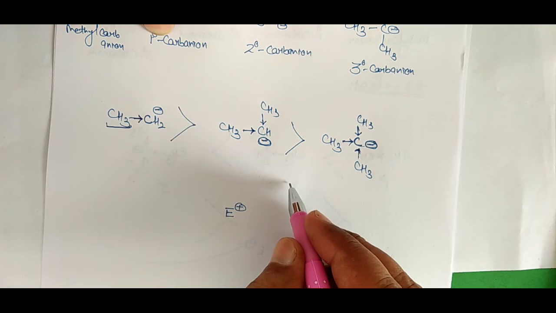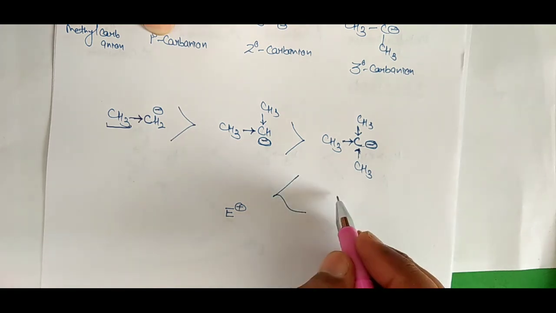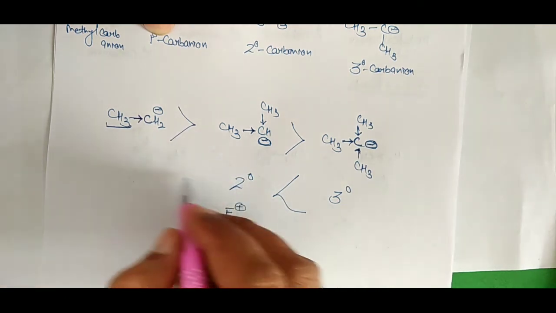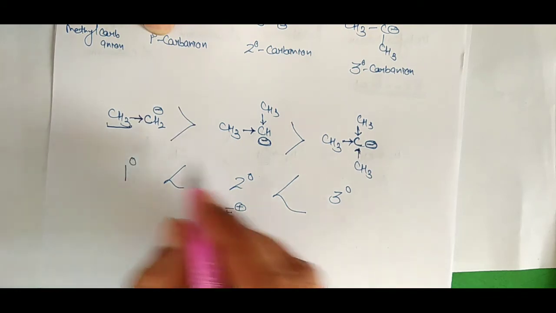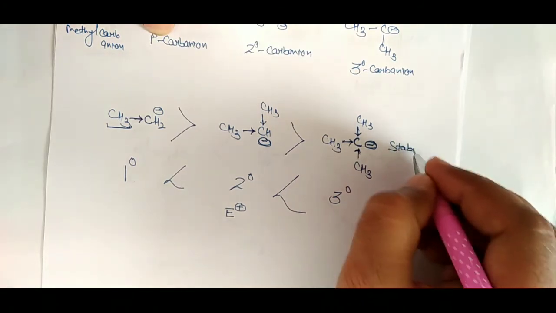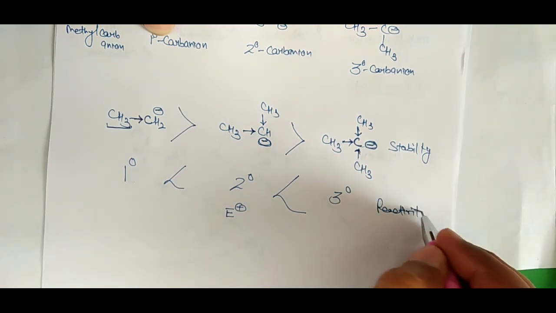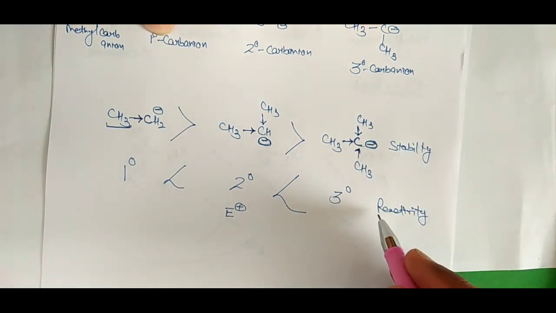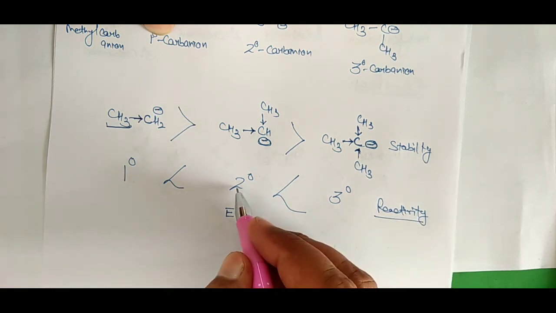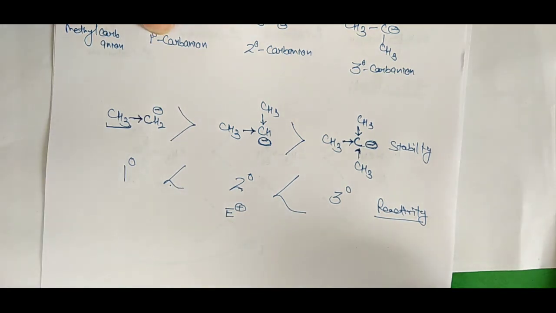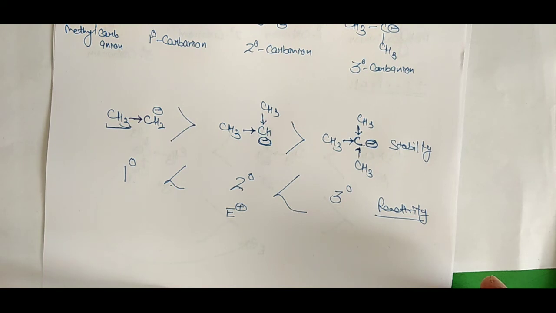And if we talk about the reactivity trend, the reactivity of the tertiary will be more than that of the secondary, and the reactivity of the secondary will be more than that of the primary. So this is the order of the stability, and that will be the reactivity. The reactivity of the tertiary carbanion will be more than that of the secondary, and the secondary has more activity than the primary. So this is overall about the stability of the carbanion on the basis of the plus effect.